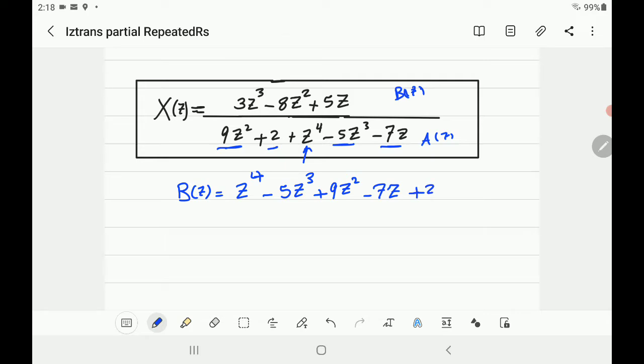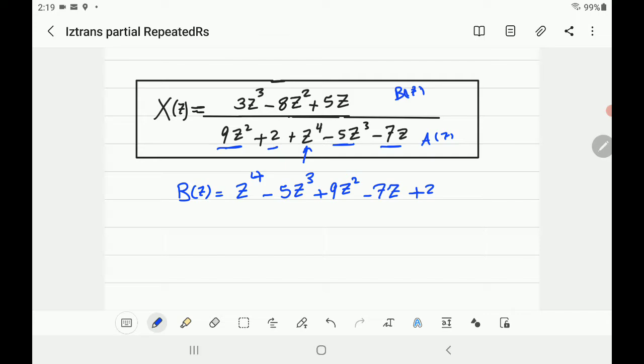Second step, we need to find the roots of this polynomial. As you see, it's of order 4. It's hard to do it by hand. So you've got two choices. It's either using the calculator or MATLAB. I prefer to use MATLAB.